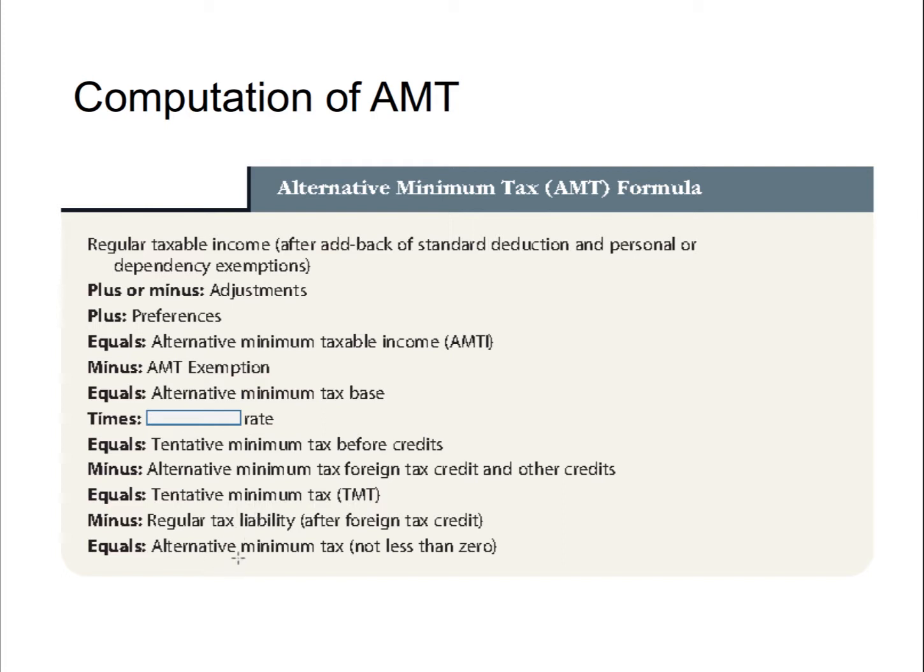So if it's a positive number, you have to pay that amount. If it's a negative, you don't have to pay. You just pay whatever's on your tax return. You don't get a negative. You don't get to subtract away. The alternative minimum tax can only be 0 or a positive number. It can never be negative.